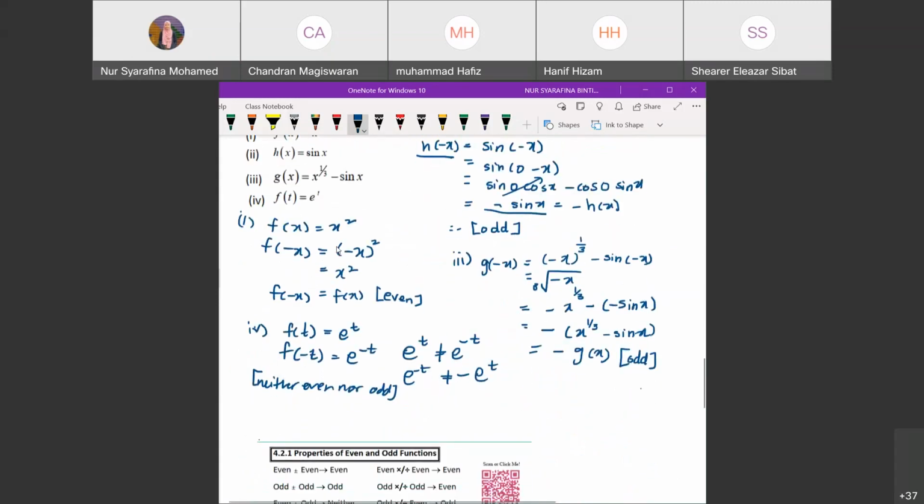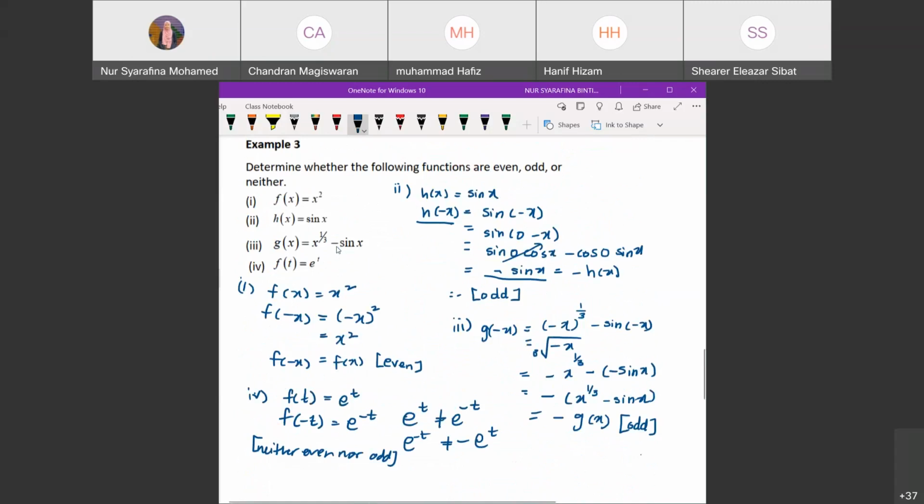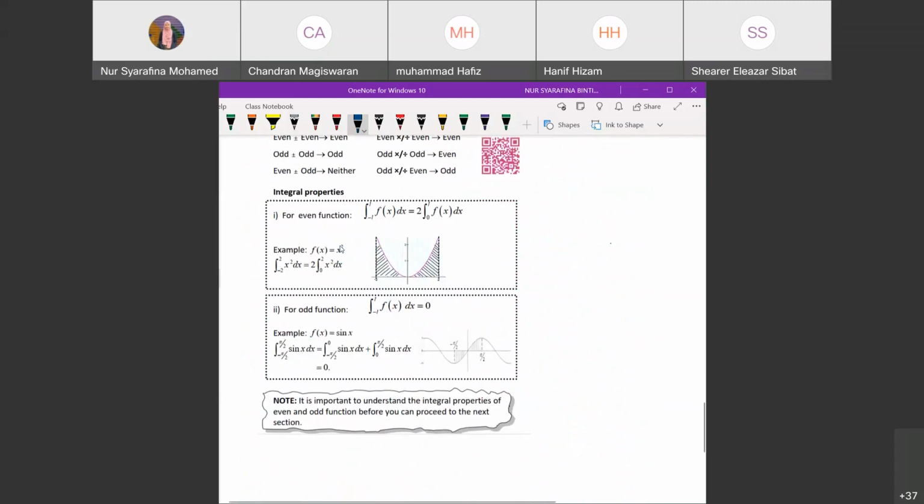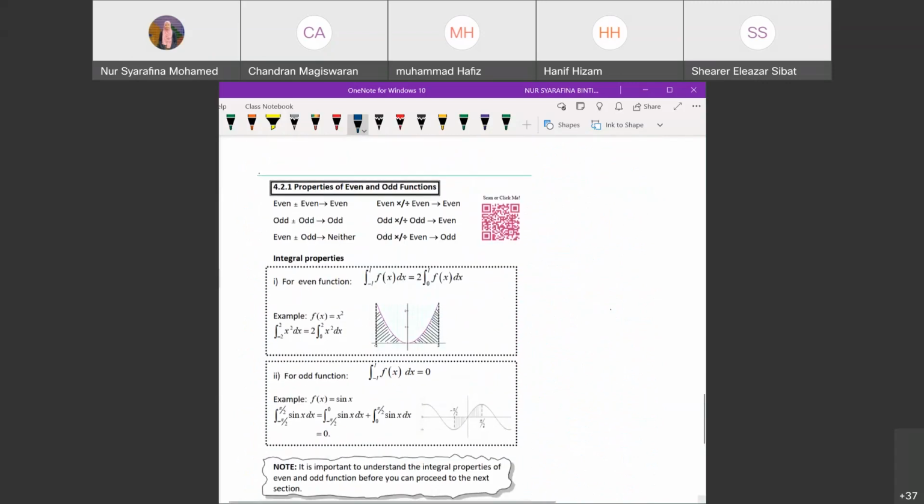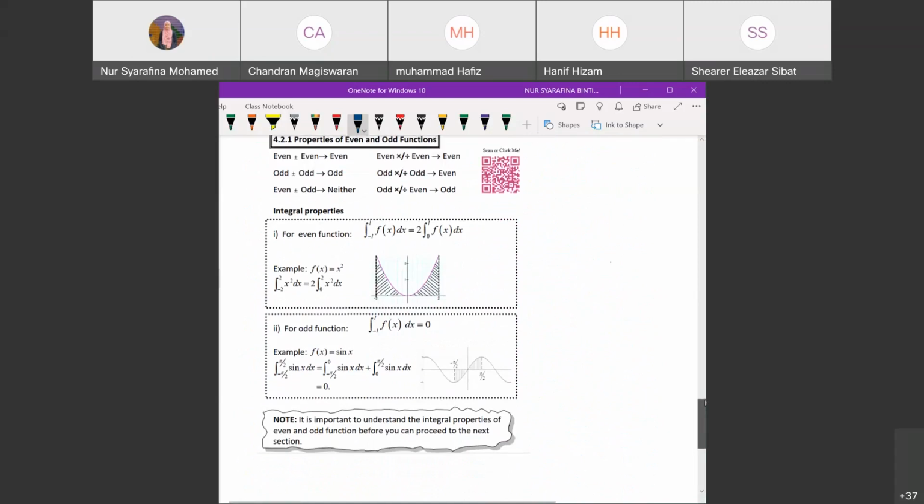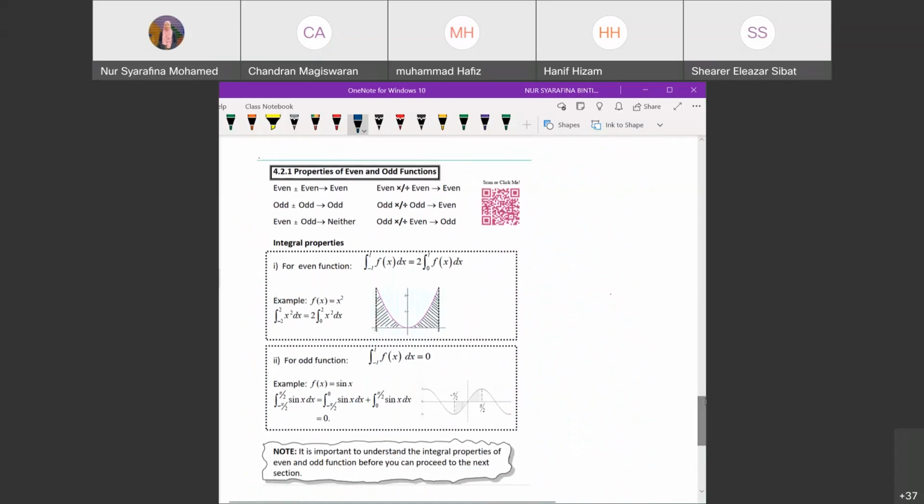Okay, and you have done with identifying what is the even function, what is the odd function, and how you can prove it. So now let's use these properties. These properties are important for you to apply in the Fourier series after this.